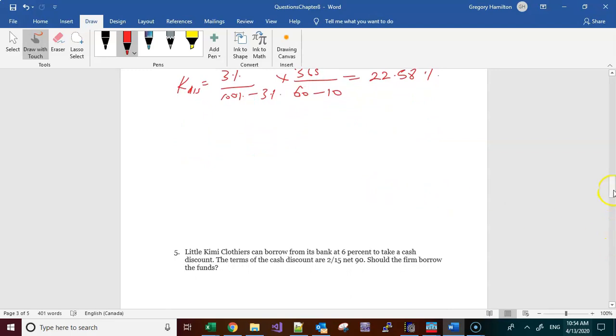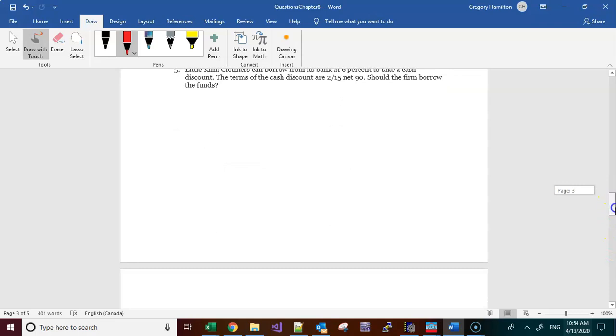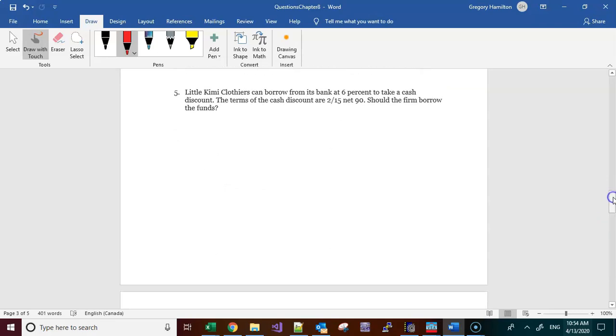Okay, let's move on to question 5. It says Little Kim Clothers can borrow from its bank at 6% to take a cash discount. The terms of the cash discount are 2/5 net 90. Should the firm borrow the funds? So now we have to compare the cost of not taking the discount with the cost of borrowing the funds from the bank and taking the discount. We know what the bank rate is.